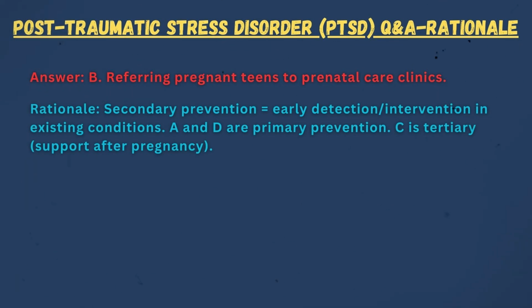Answer: B. Referring pregnant teens to prenatal care clinics. Rationale: secondary prevention equals early detection and intervention in existing conditions. A and D are primary prevention. C is tertiary, support after pregnancy.